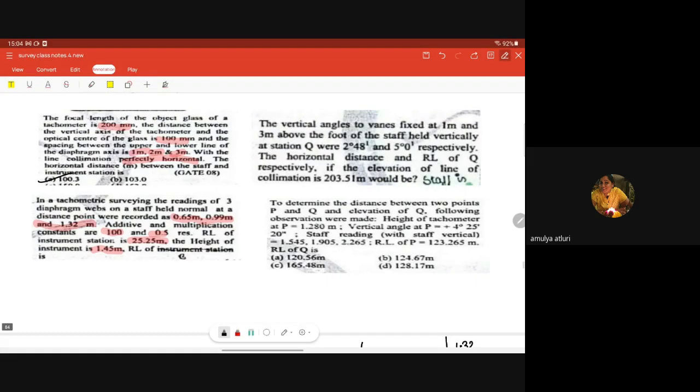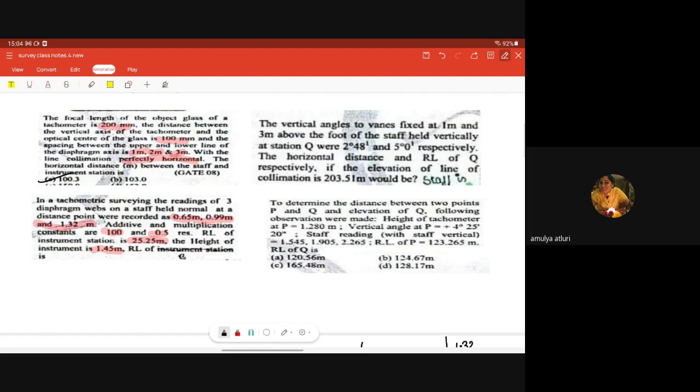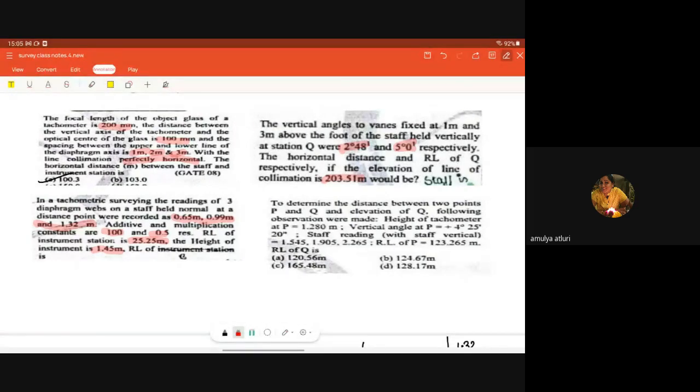Next, the vertical angles of vanes fixed at 1 meter and 3 meters above the foot of the staff held vertically at station Q were 2 degrees 48 minutes, 5 degrees respectively. The horizontal distance and the RL of Q respectively, if the elevation of line of collimation is 203.51 meters. Okay, they're asking us to calculate the horizontal distance and RL, right?